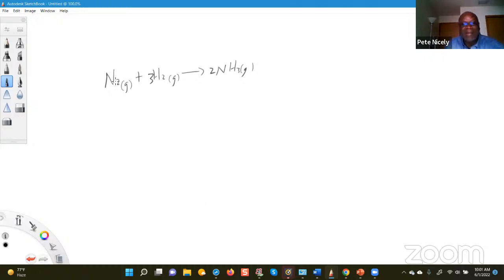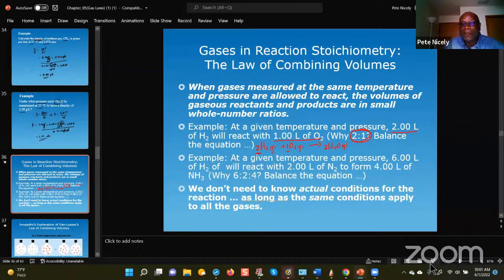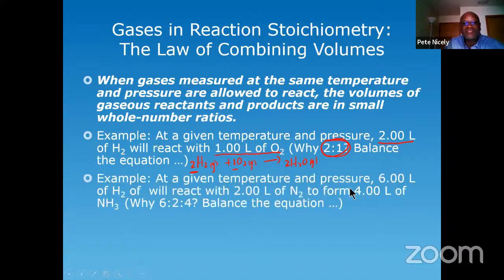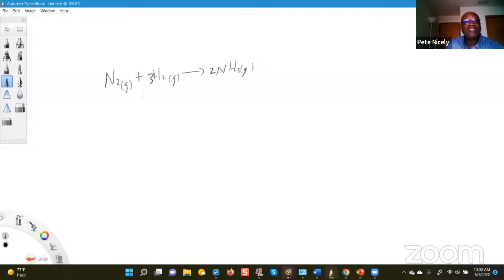So going back to the PowerPoint here, they stated that as far as that reaction is concerned, let's look at the actual volumes that are used here. It says 6 liters of hydrogen will react with 2 liters of nitrogen to form 4.00 liters of ammonia. So that's a 6:2:4 ratio. If we go back to this here, you'll see that the ratio, based on the balanced equation here, is a 1:3:2 ratio.